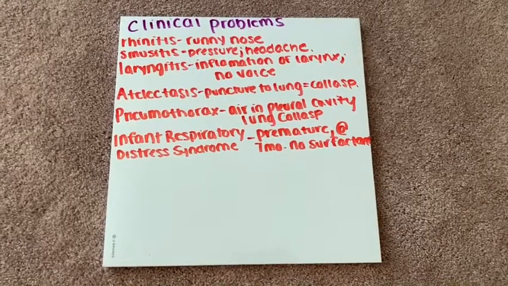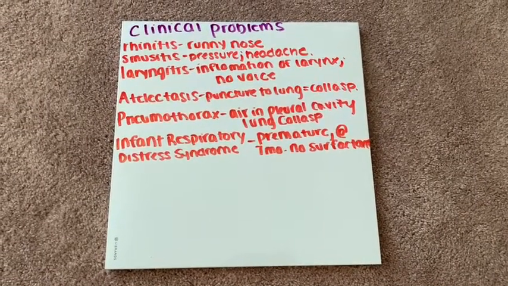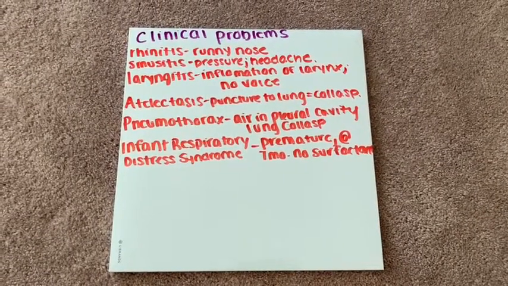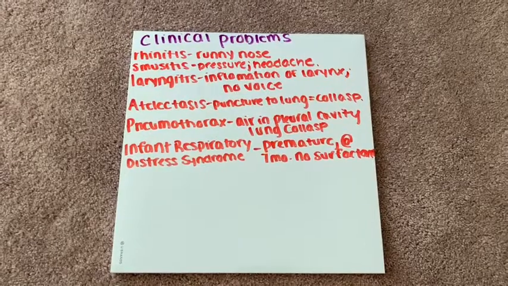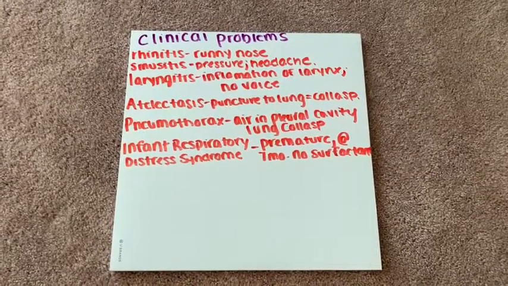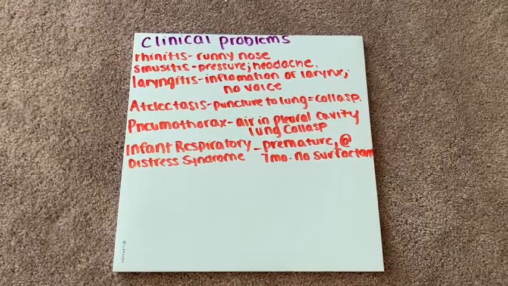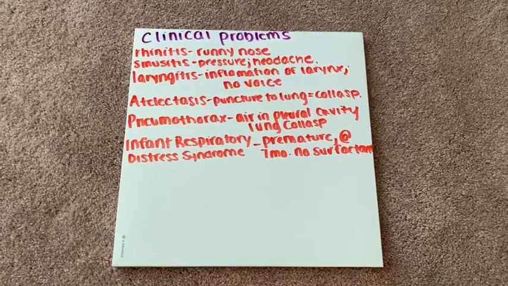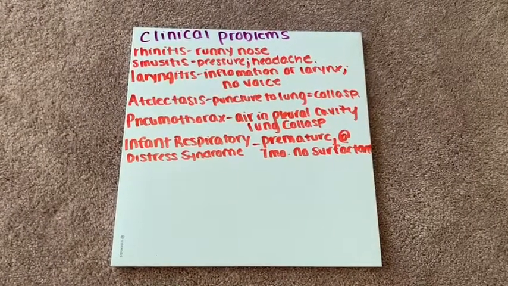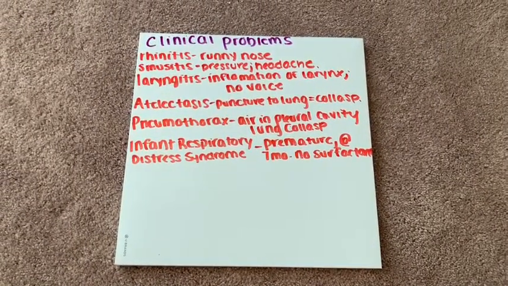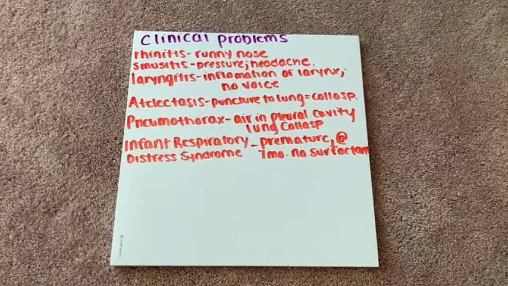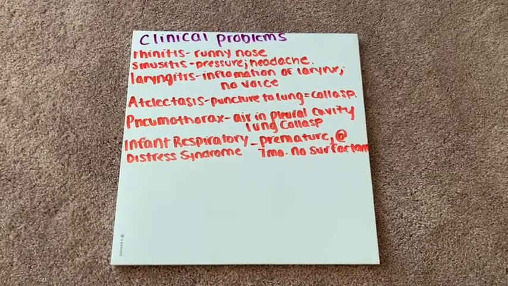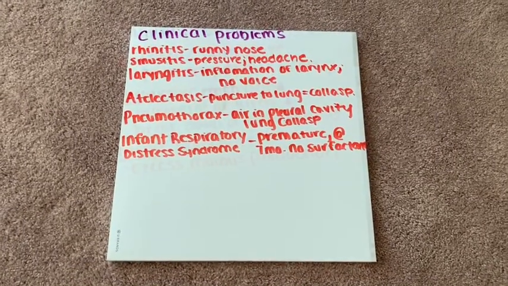I thought it would be easier to combine all the clinical problems of the respiratory system together. So starting off, we have rhinitis, which is a runny nose, sinusitis, which is pressure, headache, can't drain. Laryngitis is inflammation of the larynx. You have no voice. I'm going to save us both and not say the next 2, but the first is puncture to the lungs, which ends in a collapse. Next is air in the pleural cavity that also results in lung collapse, and infant respiratory distress syndrome, which is a premature baby at 7 months old cannot produce surfactant.